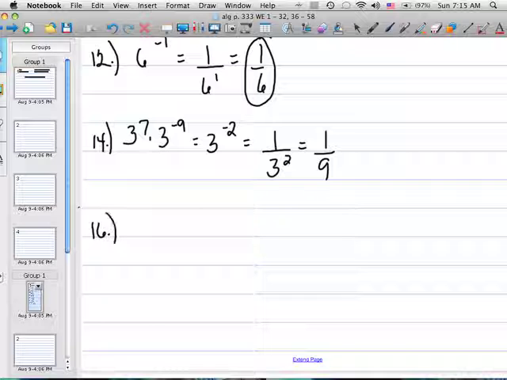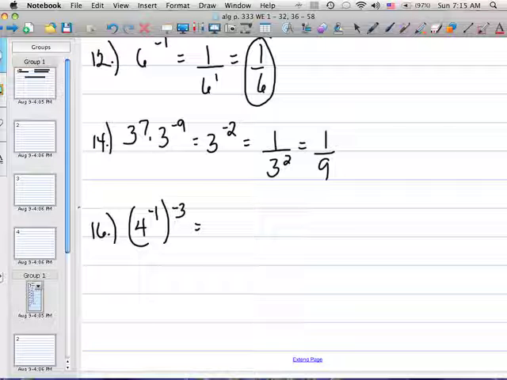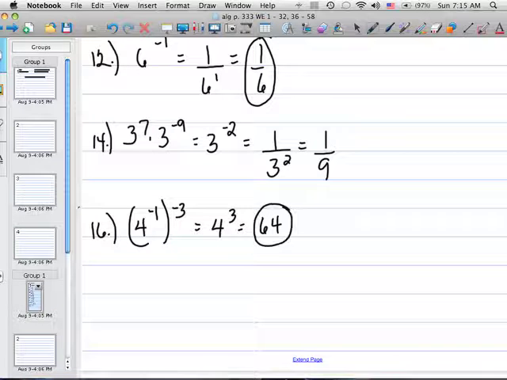Number 16, I have 4 to the negative 1 taken to the negative 3 power. So this is a power of a power. You multiply your exponents, so that'd be 4 to the 3rd power. Negative 1 times negative 3 is positive 3. And 4 to the 3rd power is, use your calculator if you wish, it's 64.